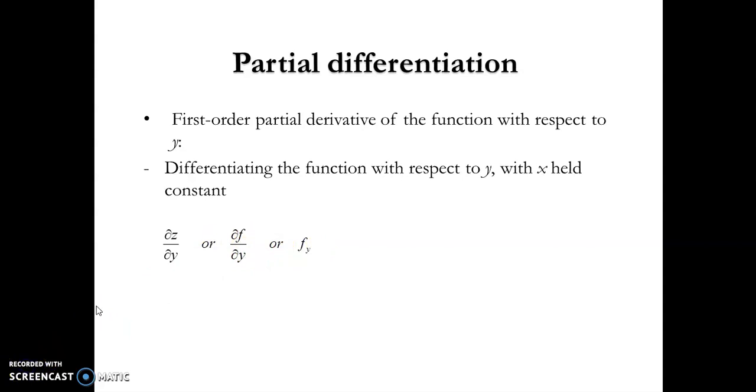Before we continue with an example, do you understand why it is called a partial derivative? Each time we are differentiating, we're differentiating part of that function f, holding the other variable constant.